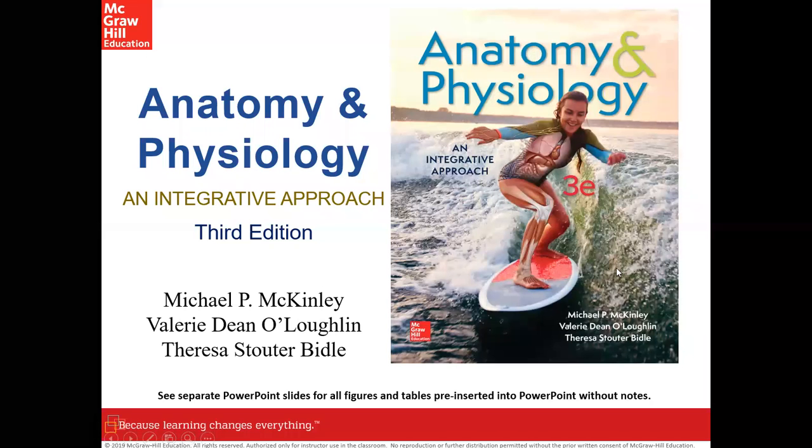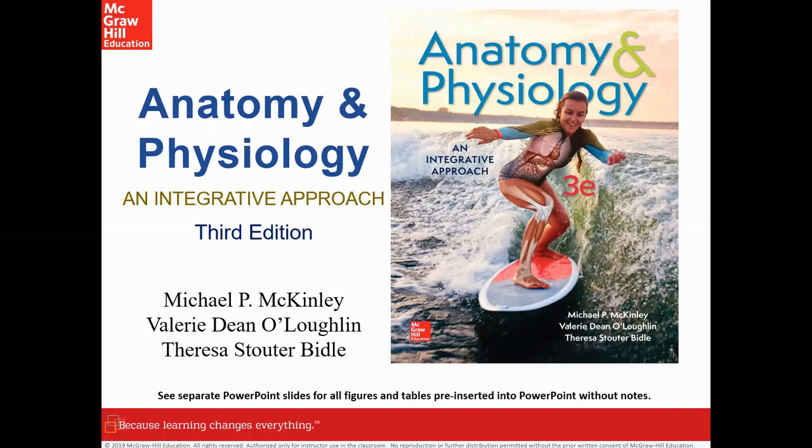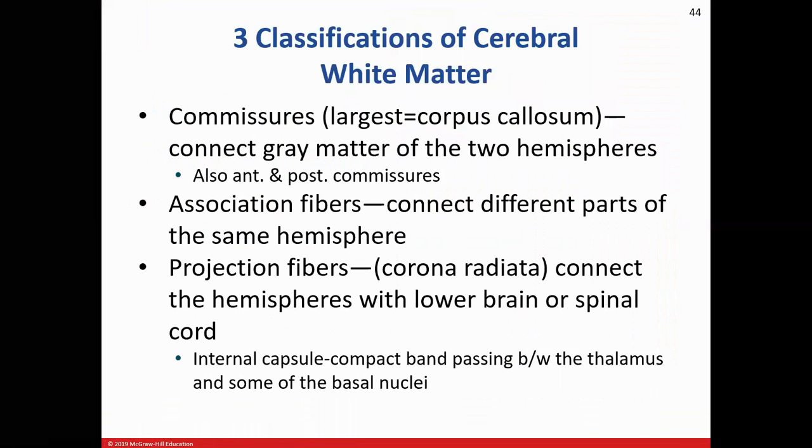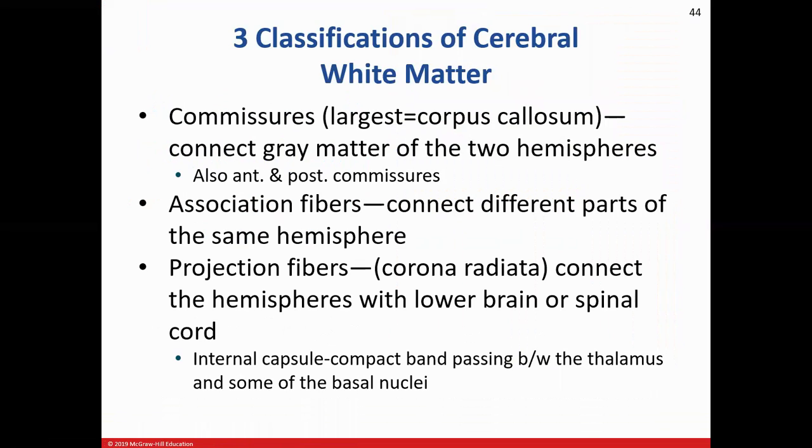All right, class. Today we're actually getting more into chapter 13. In our last lecture, we basically covered a lot of the functional areas of the cerebral cortex. Today we get more into the classifications of cerebral white matter. And when we start looking at the cerebral white matter and the classifications of them, one of the things that we actually have to look at are commissural fibers.